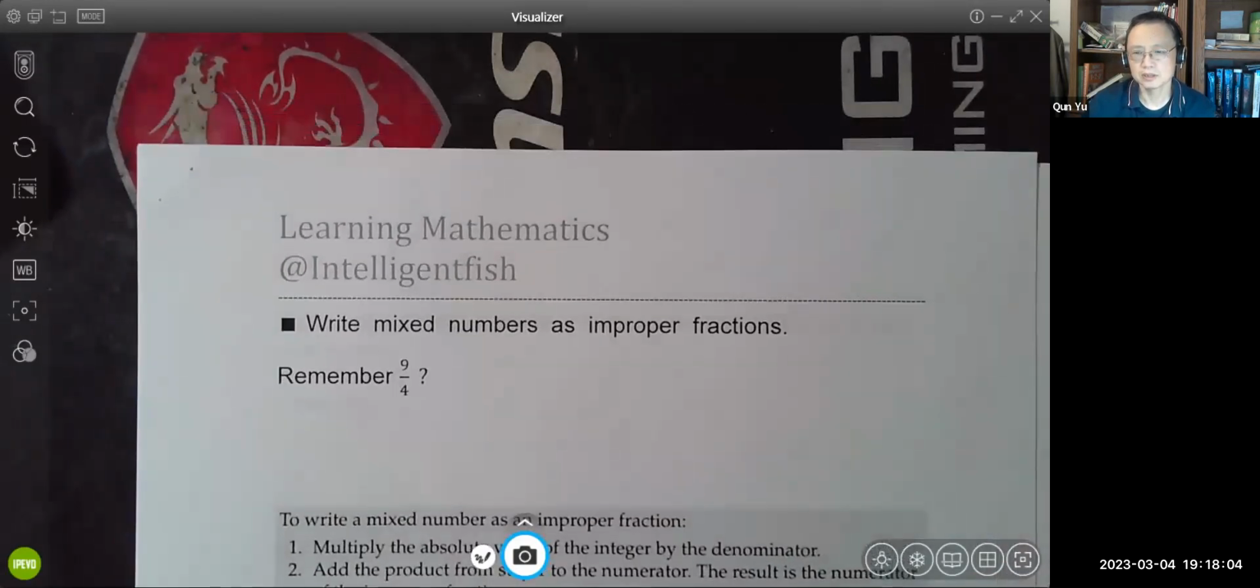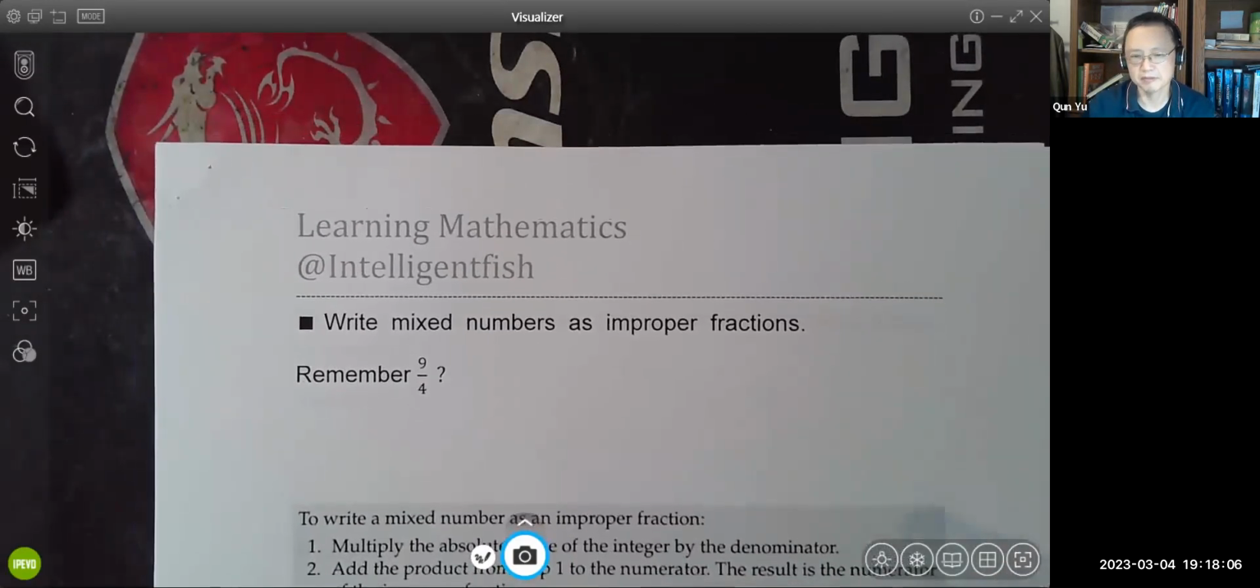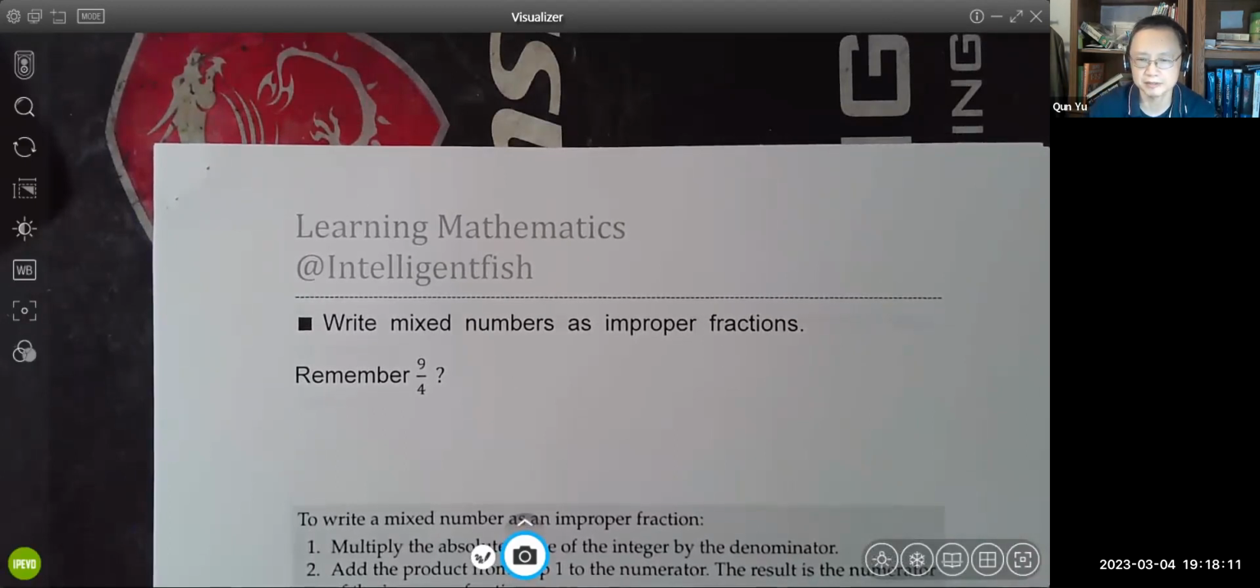Now we want to do the opposite operation. This time we want to convert from a mixed number to an improper fraction. We just converted from improper fraction to mixed number, right? We want to reverse it.